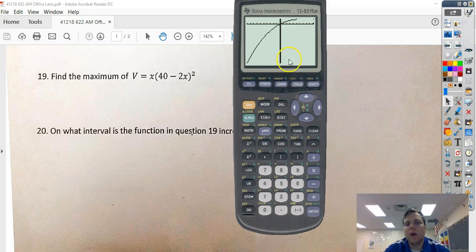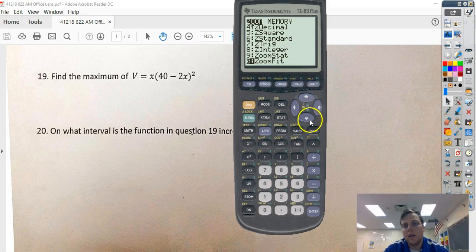My issue with this problem is that it's actually talking about finding the local maximum, not just a maximum. Right here they just say maximum. We have a local maximum happening something like right here, but it's really hard to see. So I hit zoom 0, that's zoom fit, but I still can't see it all that great. So I'm going to go back to zoom 6. I'm still not going to be able to see it.